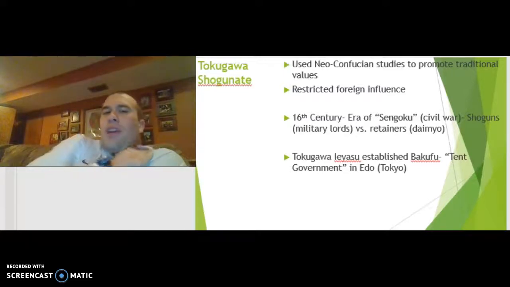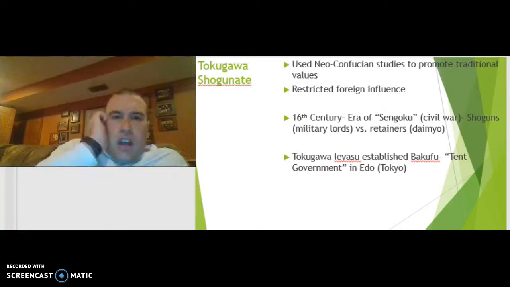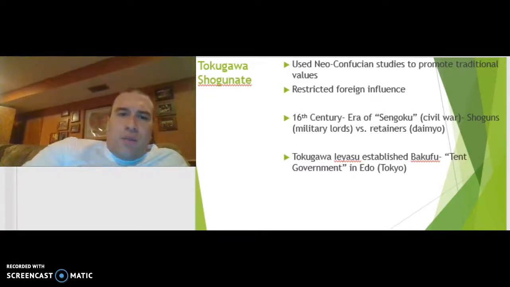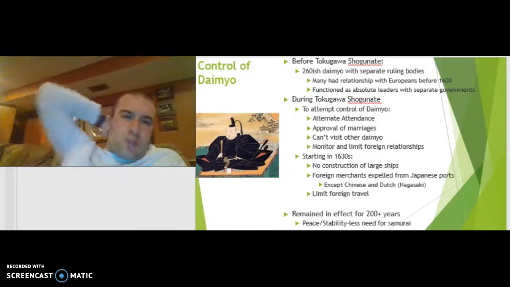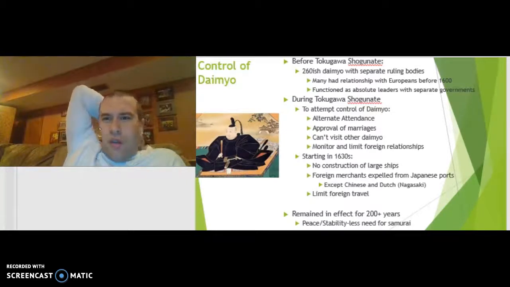The Tokugawa clan is going to rule here for about 258 years. During that time, the emperor is still in place, but is a figurehead. All the power lies with the Tokugawa clan. So this will be known as the Tokugawa shogunate, and the shogunate is just the leadership term here. The shogun. There's about 260 or so daimyo throughout Japan that had basically their own governments.